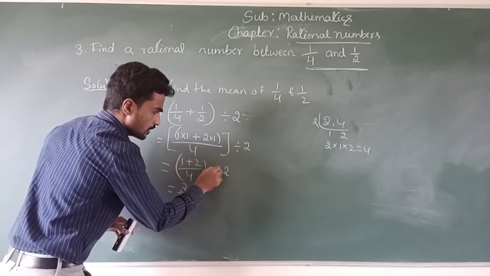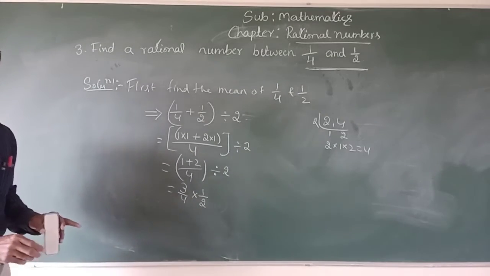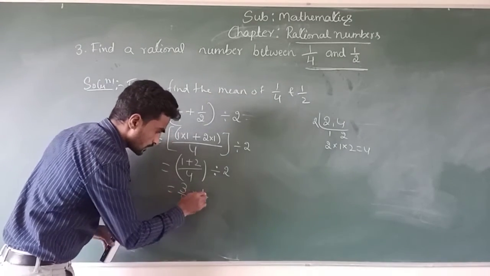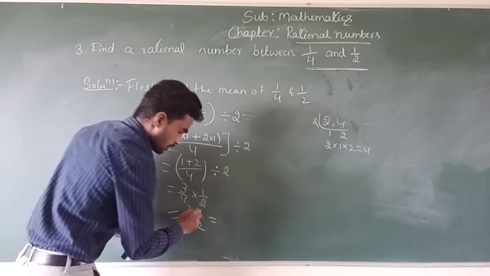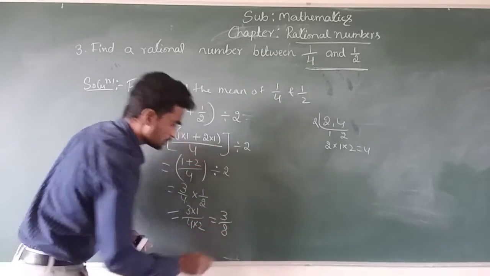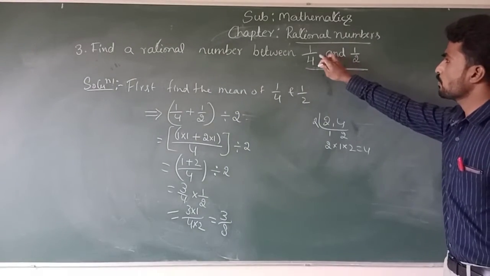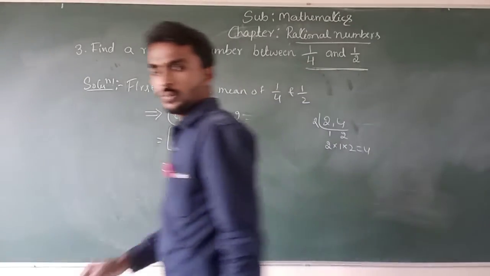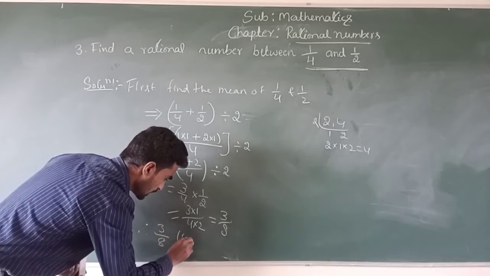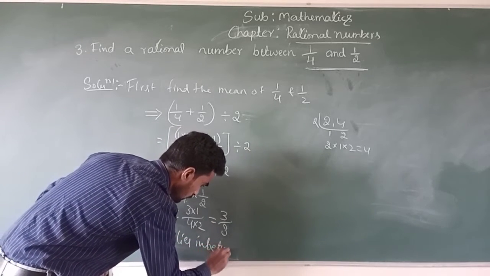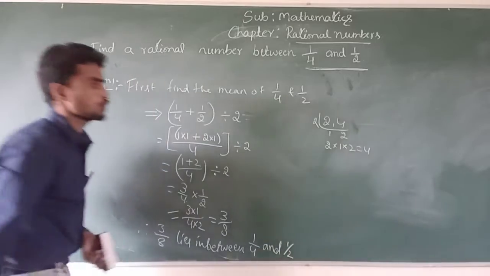Convert this division into multiplication. Then that becomes 3 by 4 into 1 by 2, that is equal to 3 into 1 divided by 4 into 2. 3 ones are 3, 4 twos are 8. Therefore 3 by 8 is the number in between 1 by 4 and 1 by 2. Therefore 3 by 8 lies in between 1 by 4 and 1 by 2.